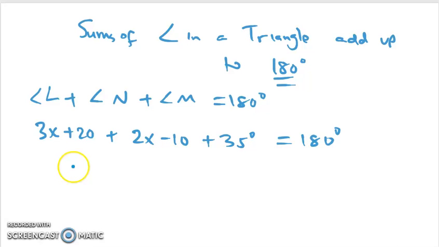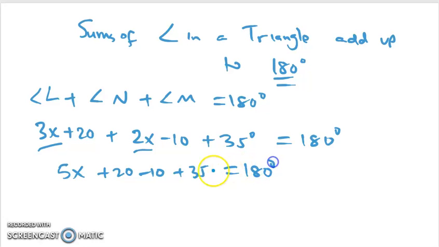So this way, we have to add all the like terms together, just like solving an algebraic expression. And what this will give me is 5x plus 20 minus 10 plus 35 gives me 180 degrees. So still we collect the like terms. This will give me 5x, 20 minus 10 is 10 plus 35, that is 45. This gives me 180 degrees.